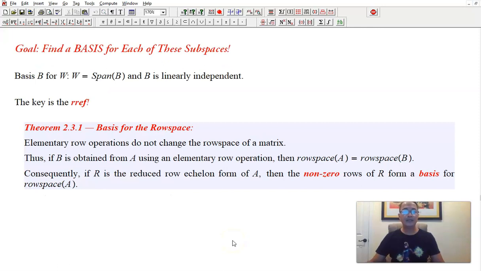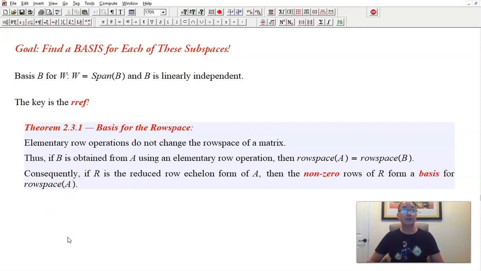All right, so whenever we're dealing with a subspace, the question is almost always, how do you find the basis for that subspace? So we want to find a basis for each of these four subspaces. And let's recall that a basis for a subspace W must span W, so the span of a basis B must be W, and B has to be linearly independent. So guess what? The key to the four subspaces is the RREF of A and of the transpose. So let's start with the row space.